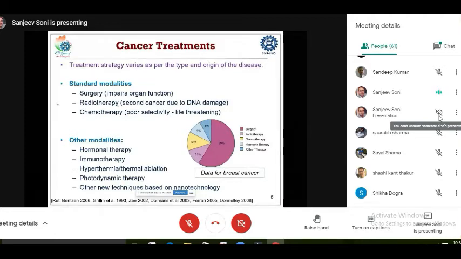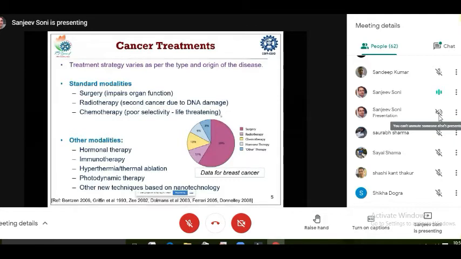The next standard modality is chemotherapy, where we inject certain poisonous drugs in the body so as to kill the cancer cells. But the problem here is that these drugs are not able to properly distinguish between the cancerous cells and healthy cells. So ultimately, these end up destroying the healthy tissues also. So obviously, there is a need for new techniques which are affordable and which can be selective.